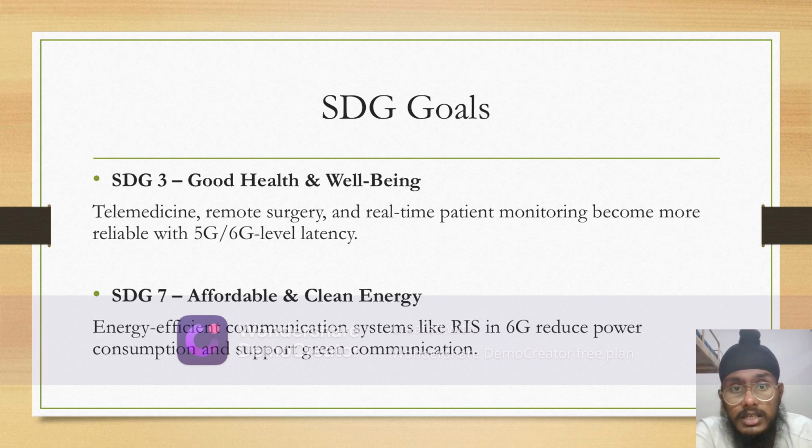In the next slide, we continue on the SDG goals, in which another key point is SDG 3, good health and well-being, under which telemedicine, remote surgery, and real-time patient monitoring become more reliable with 5G and 6G level latency. And the last key point is SDG 7, affordable and clean energy, under which energy efficient communication systems like RIS in 6G reduce power consumption and support green communication.